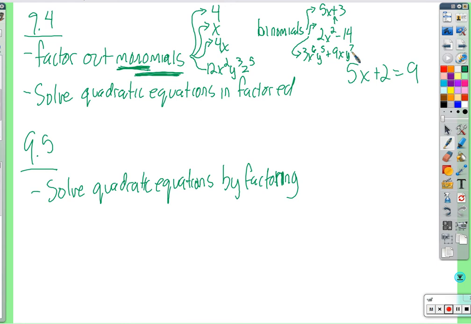So, how about a trinomial? Can someone give me an example of a trinomial? 8x to the 3rd plus 9x to the 8th, minus 7. We're working together, collaborating. 8x to the 3rd plus 9x to the 8th minus 7. That's a trinomial. Each term gets its own sign. We're adding and we're subtracting terms together.